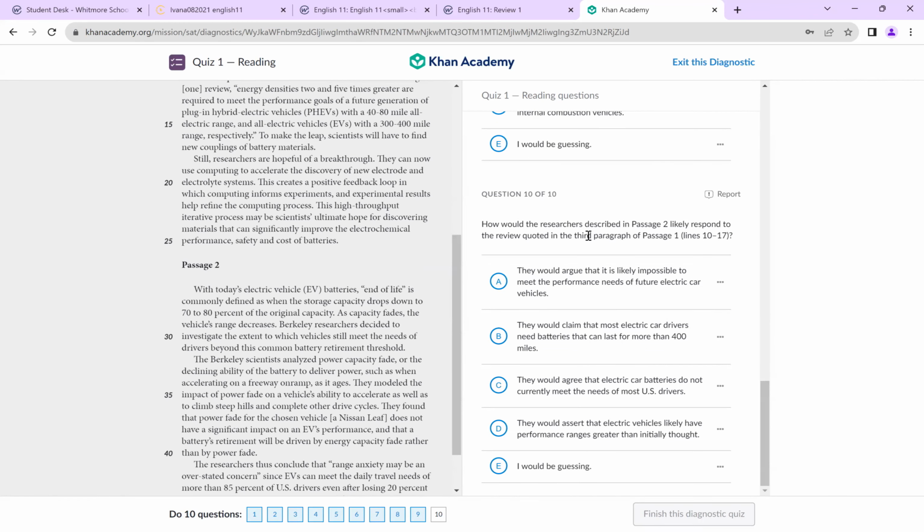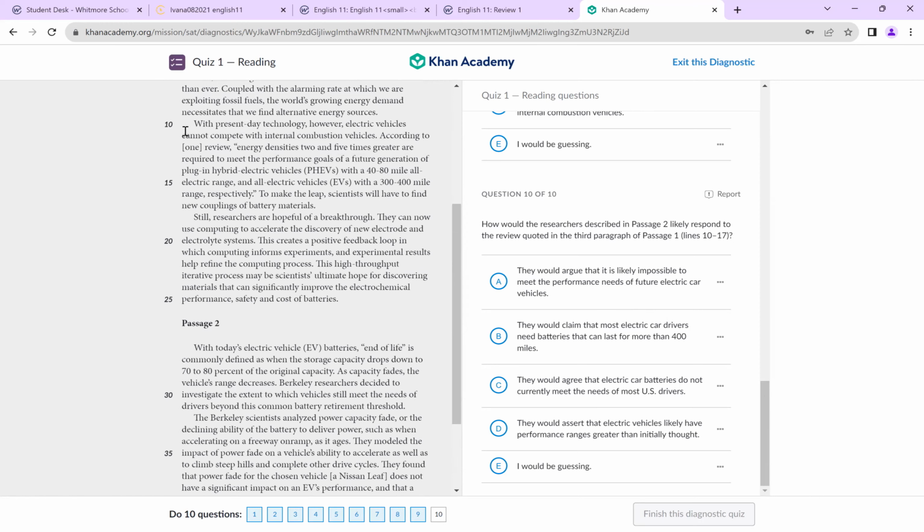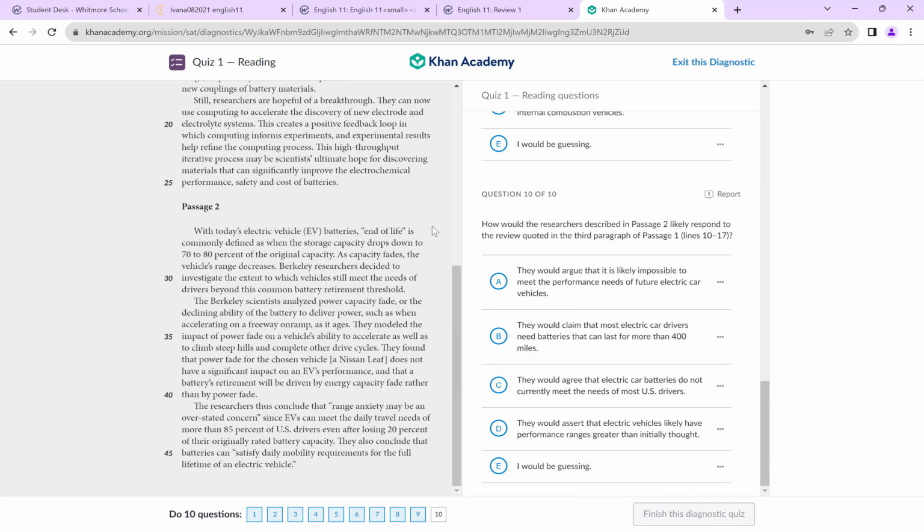Okay, so we have to look at lines 10 through 17 of passage one. I'll read those out loud. With present day technology, however, electric vehicles cannot compete with internal combustion vehicles. According to one review, energy densities 2 to 5 times greater are required to meet the performance goals of a future generation of plug-in hybrids. So they're basically saying electric vehicles are just not going to be able to compete. But passage two talks about the positive qualities of electric vehicles. So take a look at those answers and see if one stands out to you. I think A would be the answer in this situation.